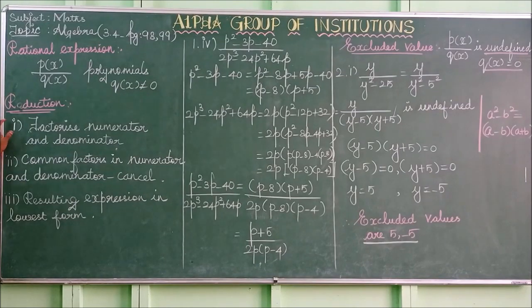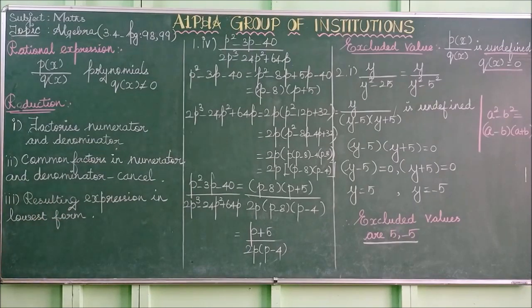So the first point is to factorize the numerator and denominator. Some polynomial will be given in the numerator, so you have to find factors for that, then for the denominator also. Then listen, if there is any common factor in both the numerator and denominator, you must cancel them. Then at last, the resulting expression is in the lowest form.